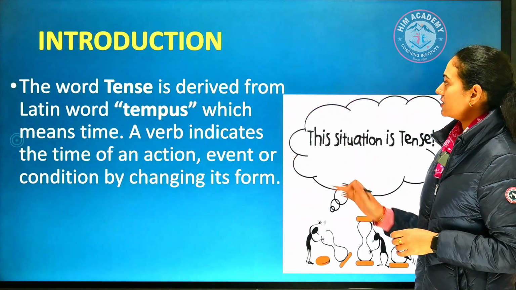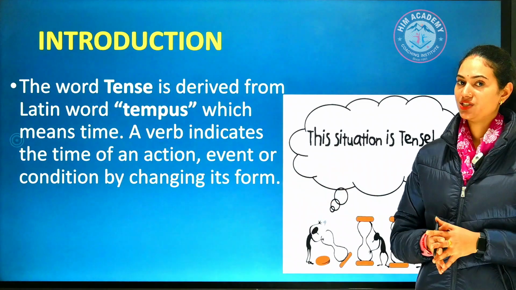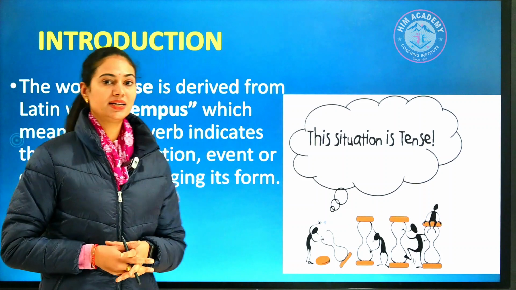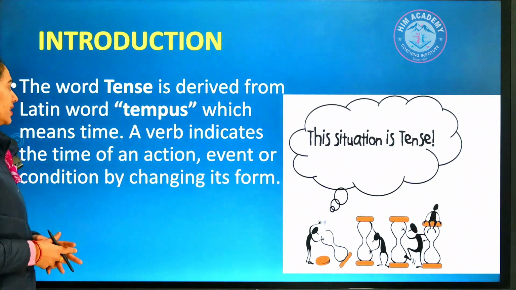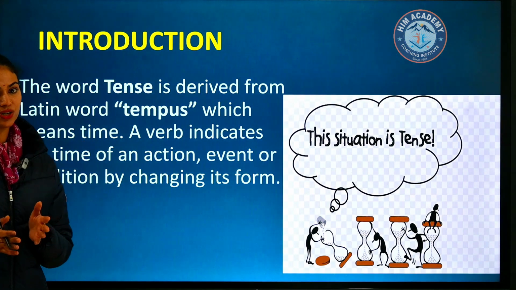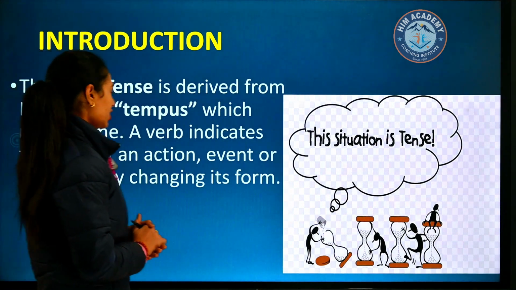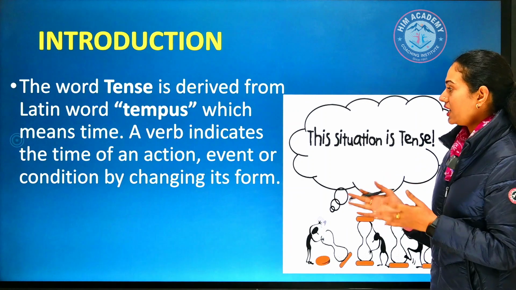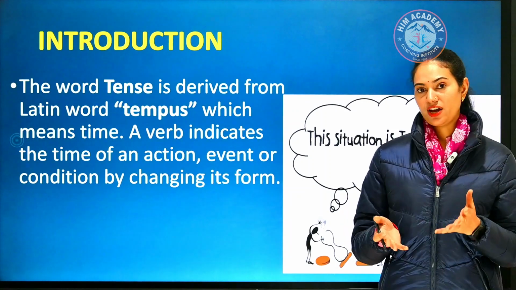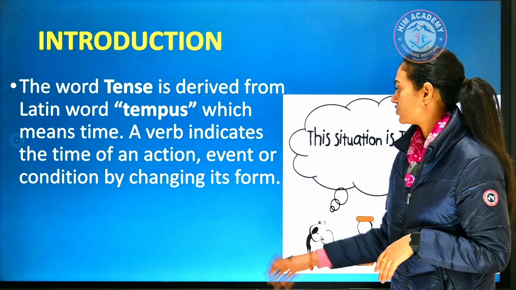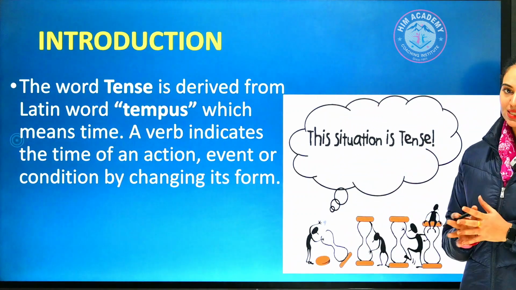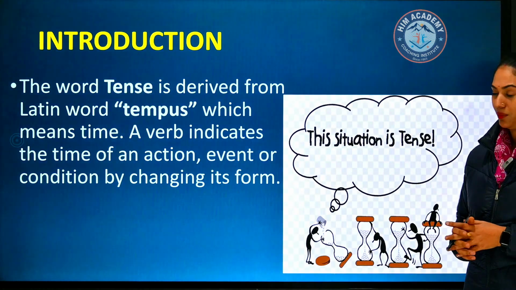What do tenses actually mean? Introduction to tenses: we say tense is derived from the Latin word tempus, which indicates the time of an action, event or condition by changing its form. A verb indicates the time of an action, event or condition by changing its form. So tense is basically a situation of time.